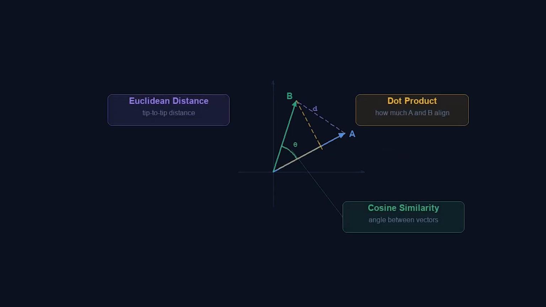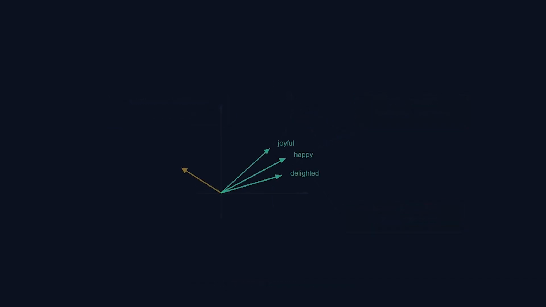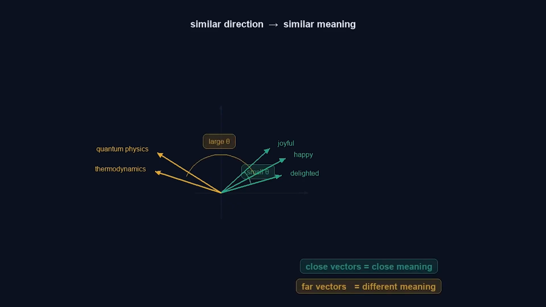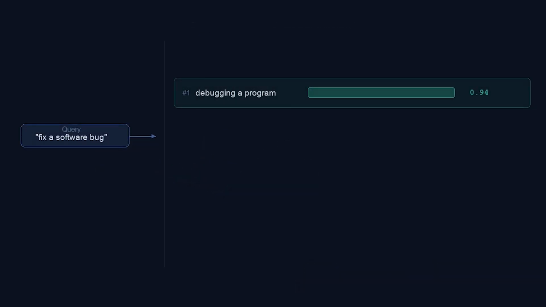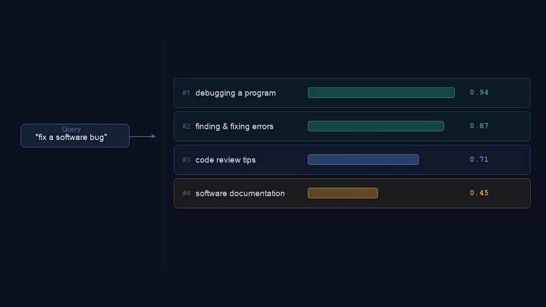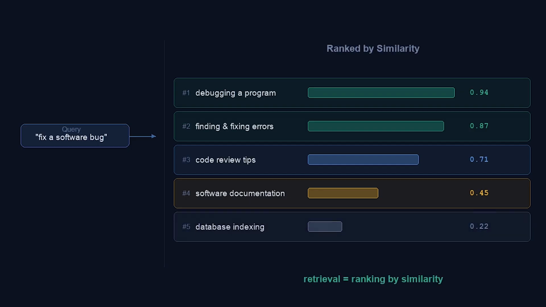How do you decide whether two vectors are close? Usually the system computes some form of vector similarity, and the most commonly used ones are cosine similarity, dot product, or Euclidean distance. The exact math isn't the important part here. The important idea is that vectors pointing in similar directions tend to represent similar meanings. So retrieval becomes a ranking problem. The system compares the query vector against stored vectors and retrieves the closest matches.